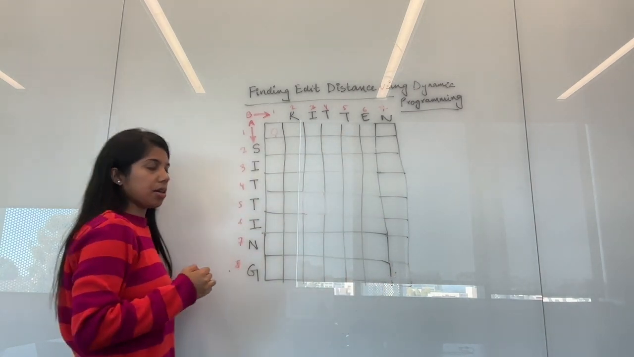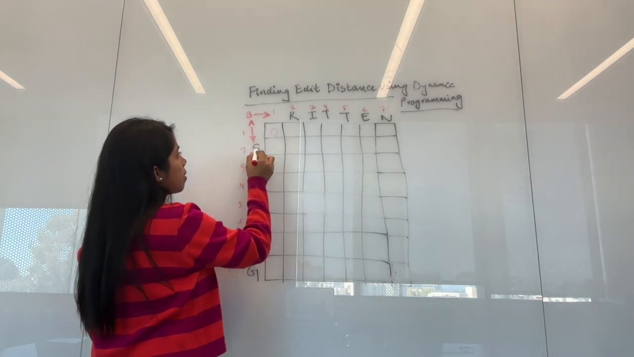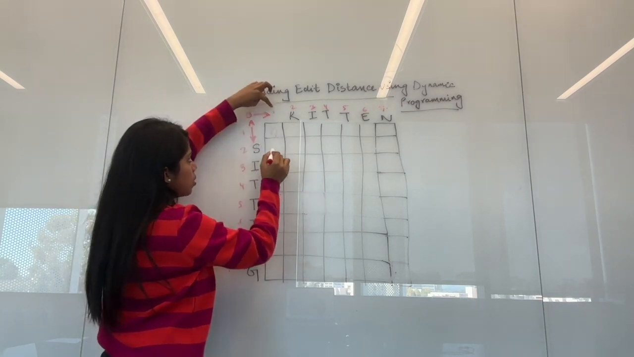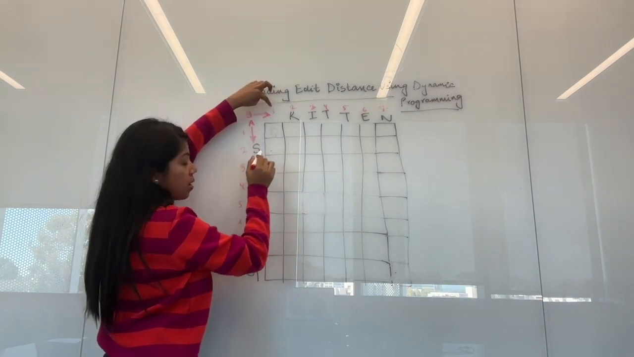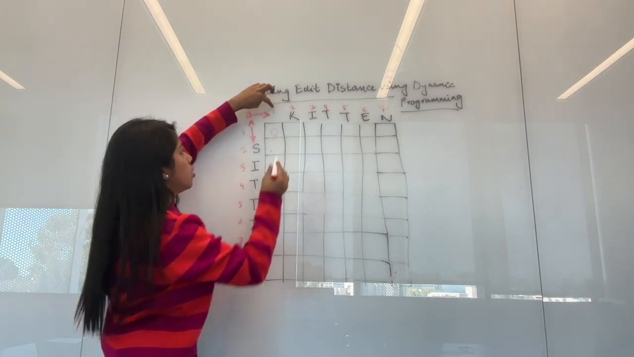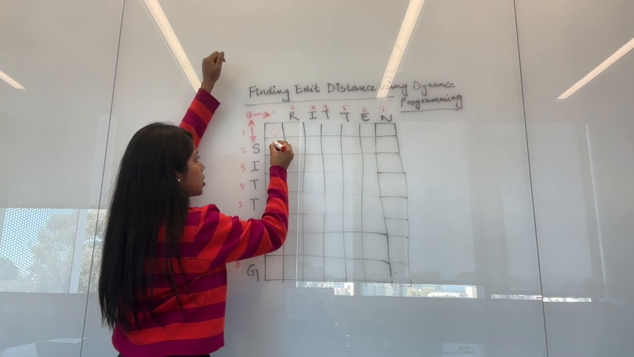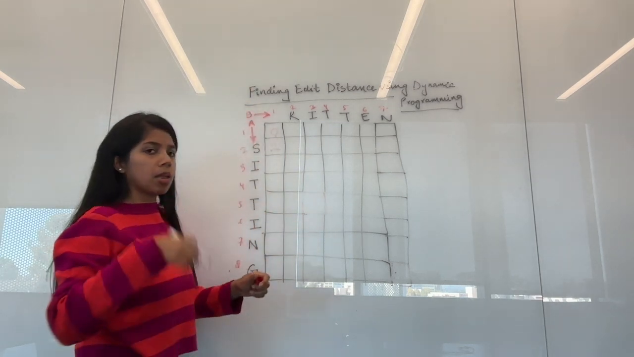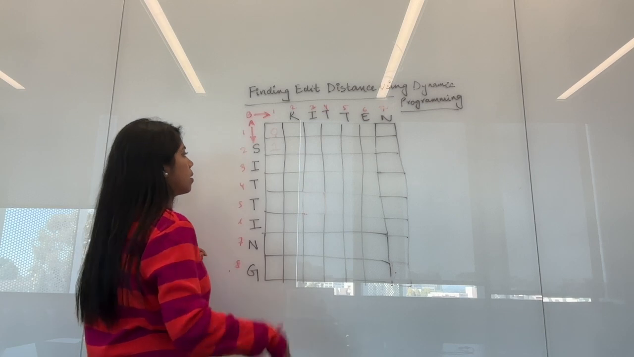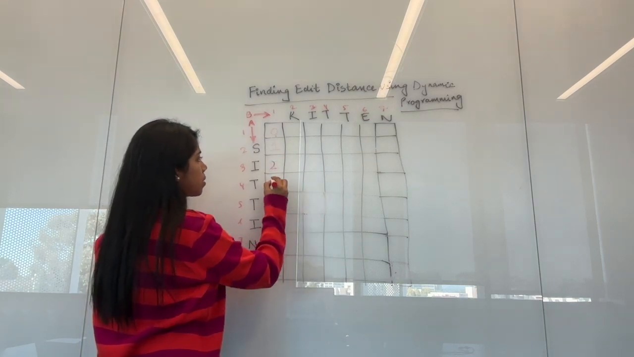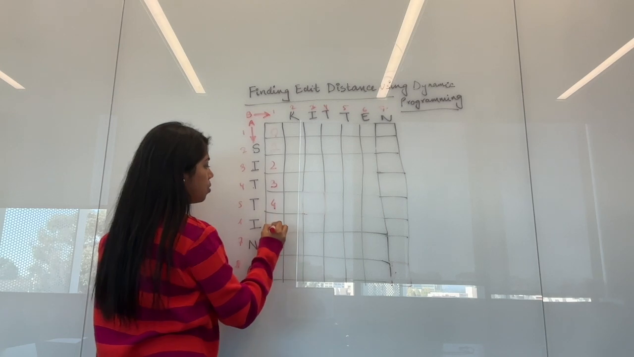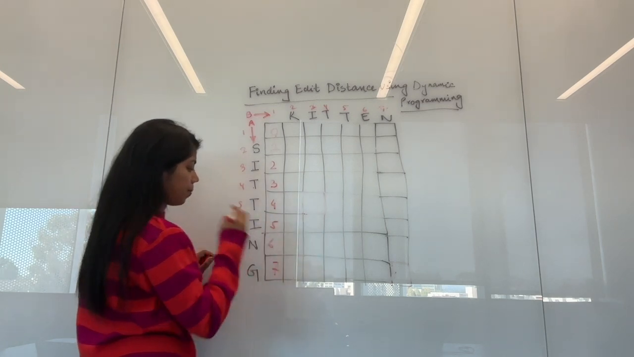So now let's fill it up. Here S. If we just see from here to here, one S needs to be inserted. So one insertion operation means one edit distance. Similarly, this will be 2, this will be 3, that means 3 insertions, 4, 5, 6, 7.